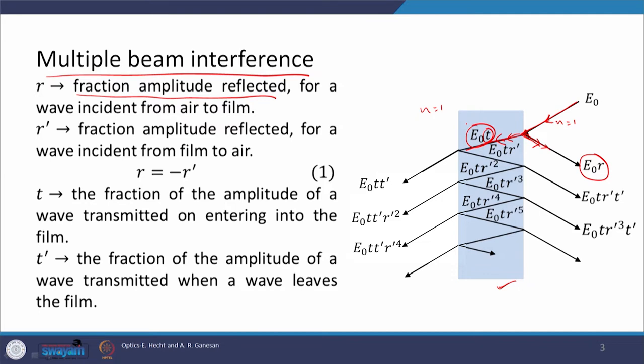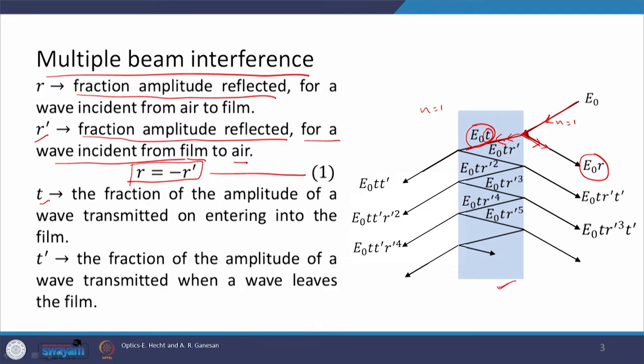Now, the reflection coefficient within the film is assumed to be r prime. R prime is the fraction of amplitude reflected, and this is for a wave incident from film to air. Small r is the amplitude reflection coefficient for a ray incident from air to film. But r prime is the amplitude reflection coefficient from film to air, it is opposite. And we have already studied Stokes relations, which relate r with r prime, and the relation is given by equation number 1 here, which says that r is equal to minus r prime. There is a 180 degree phase difference between these two amplitude reflection coefficients.